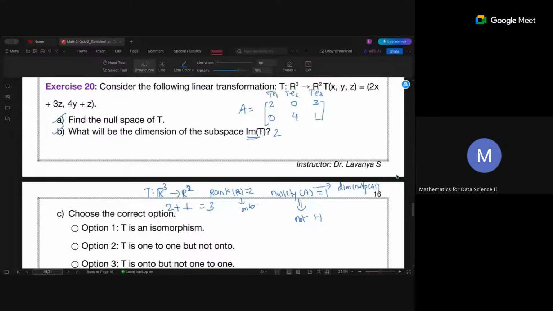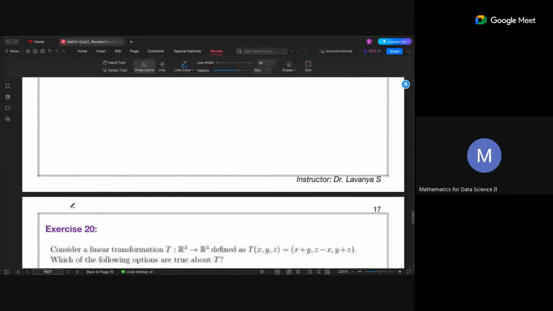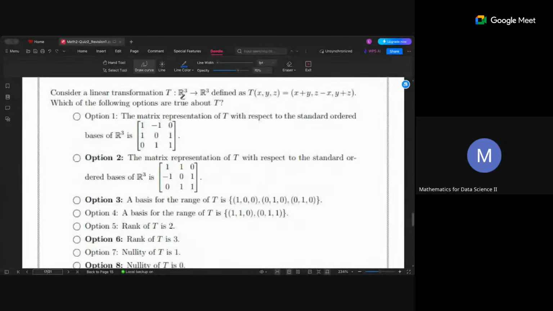All right. So you know that in this case it is onto but not 1 to 1. So consider a linear transformation T from R3 to R3 defined in this way. What is the matrix representation for this? T of (1,0,0) is (1,-1,0). T of (0,1,0) is (1,0,1). T of (0,0,1) is (0,1,1). So you see that this is the matrix. So option 2 is correct.